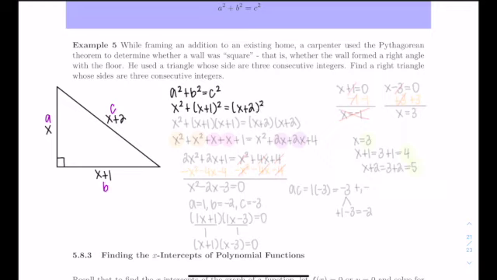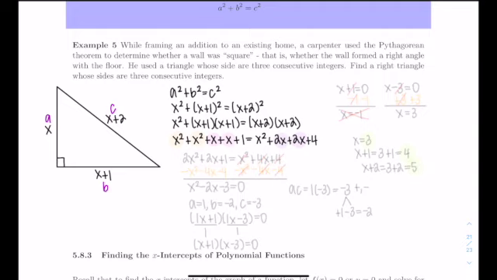We want to simplify this as much as possible. So I'm going to multiply x plus 1 times x plus 1, because that's what x plus 1 squared is. And I'm going to do the same thing on the right, except I'm doing x plus 2 times x plus 2. So we're just foiling. We get x squared plus x plus x plus 1. And on the right hand side we get x squared plus 2x plus 2x plus 4.